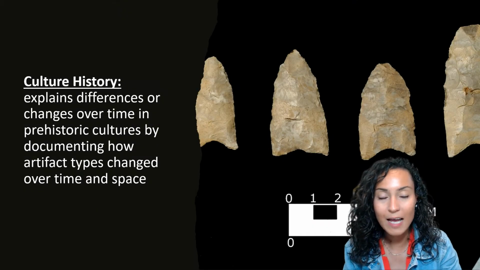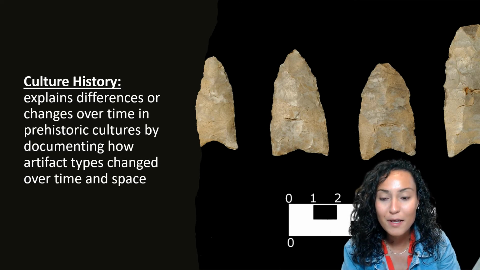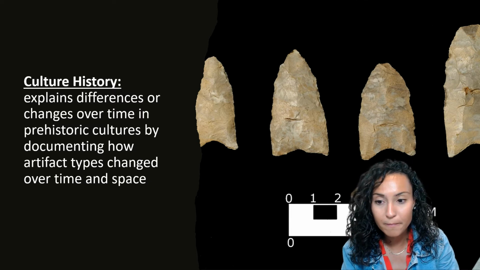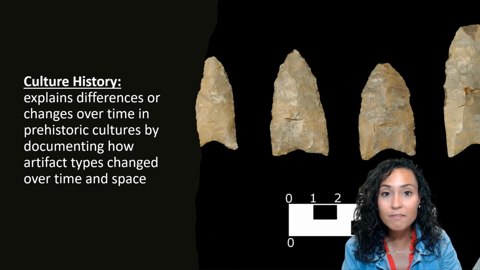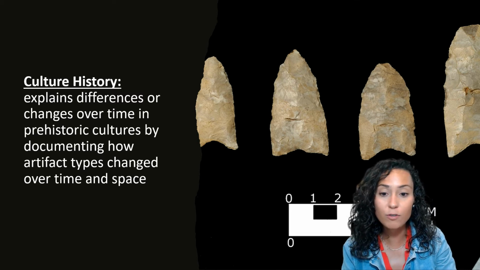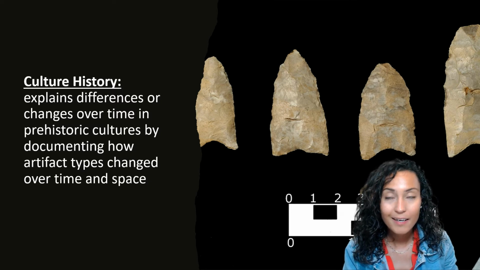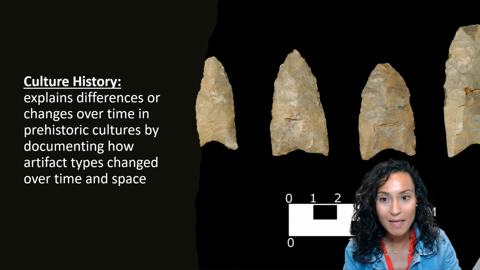During this time, this kind of new period in archaeological history, most archaeologists were concerned with what we might call culture history. So the main goal of culture history was to track the development of prehistoric cultures by documenting how material culture changed over time and across space. A key component of the culture history approach is what's referred to as relative dating methods.